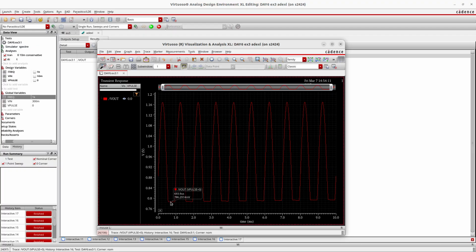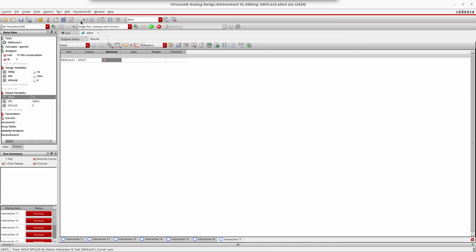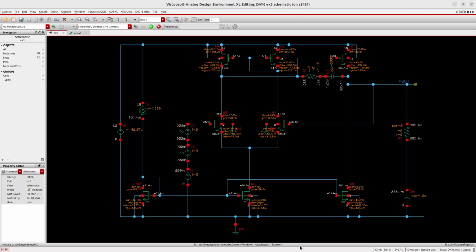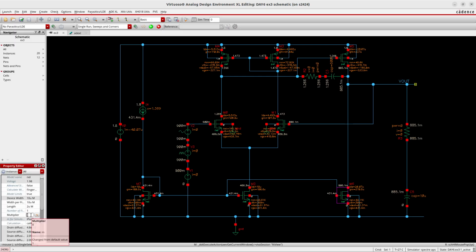So let's try to make it a little bit better. Let's leave it here. Actually, we are going to append it to the same graph to see the change. We are going to provide a little bit more current. We're going to double this current. Now we are at 20, let's make it 40. That means that I need to put 16 here to double the size of the transistor. Save, we run it.